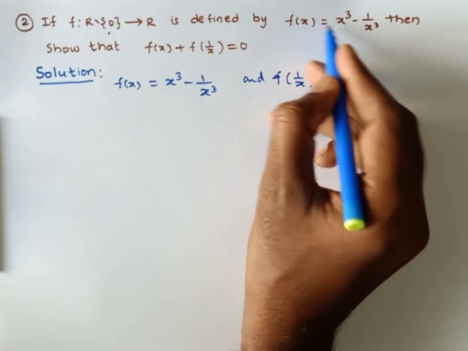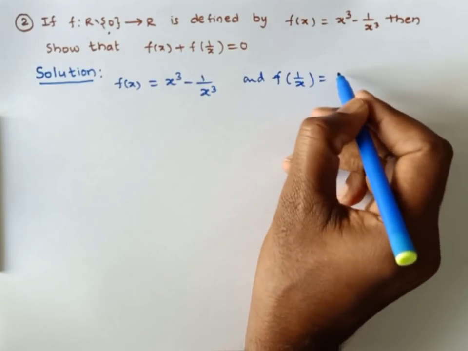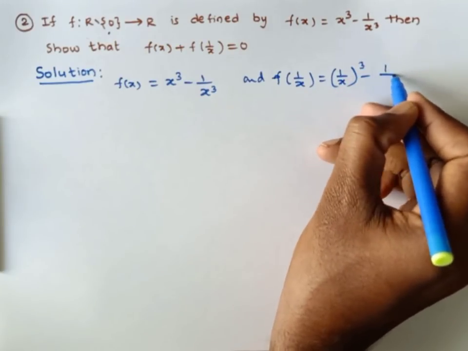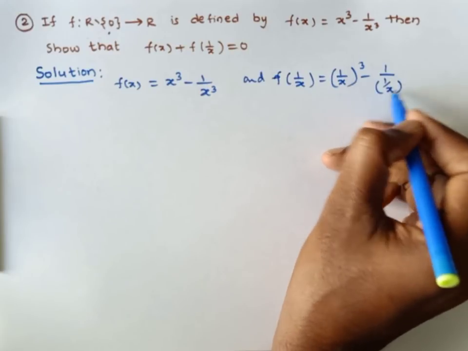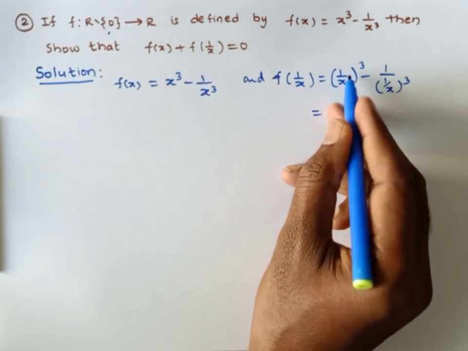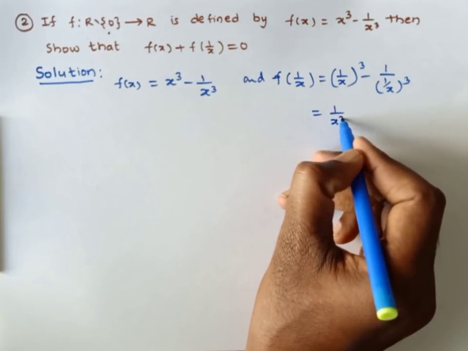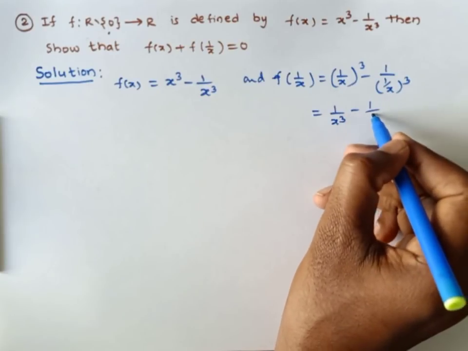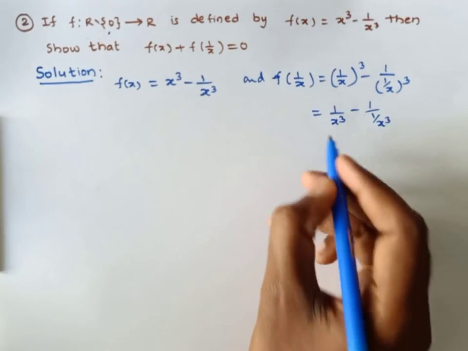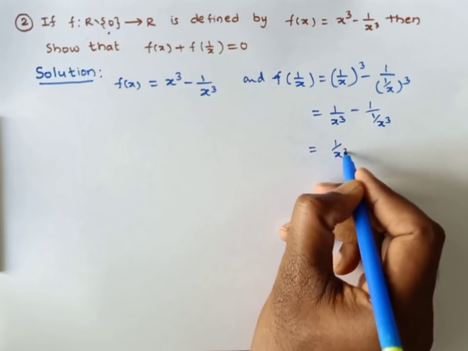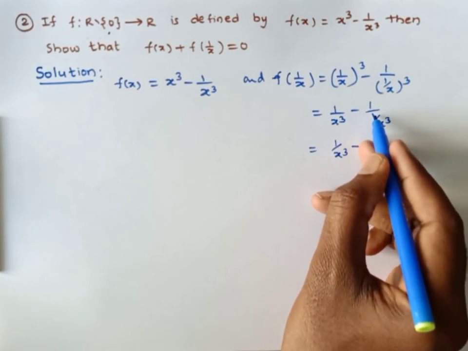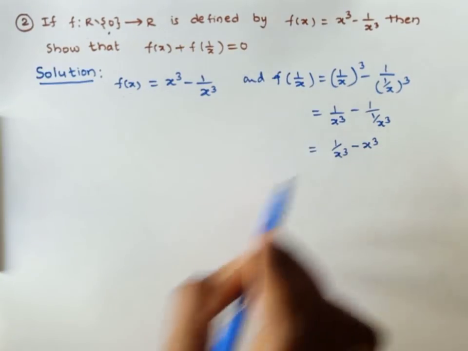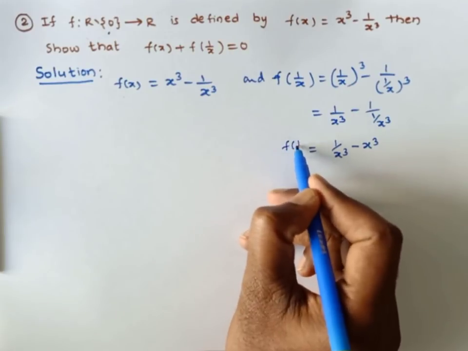By replacing x with 1 by x, so that it is 1 by x whole cube minus 1 by x whole cube. This is 1 cube by x cube, means 1 by x cube, minus, so 1 by x whole cube is nothing but 1 by x cube. So finally this is 1 by x cube minus 1 divided by 1 by x cube, nothing but x cube only. Now we have f of x value and f of 1 by x value.